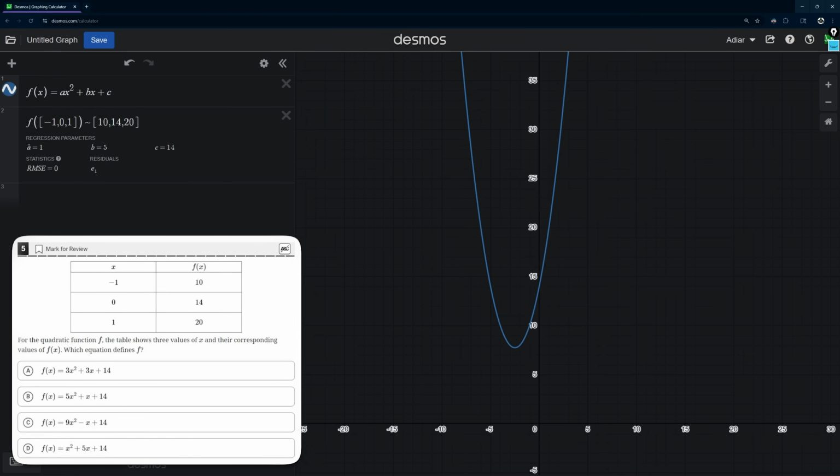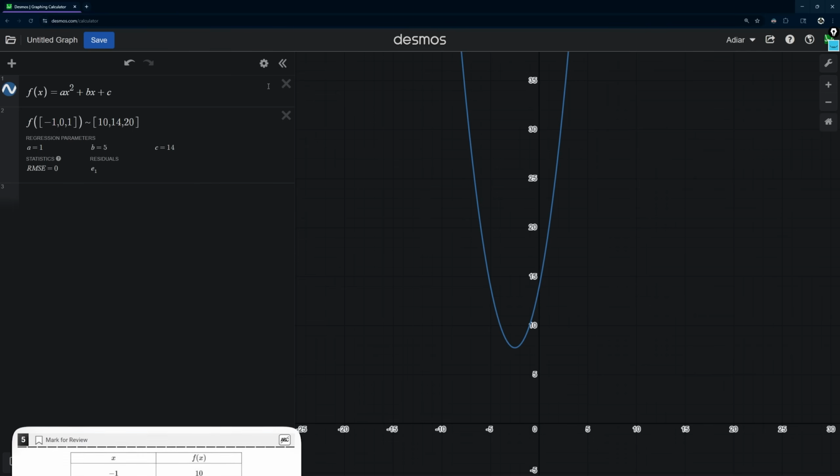And it's as simple as that. So a is 1, b is 5, and c is 14. And that corresponds to d. f of x equals x squared plus 5x plus 14. So this one is Desmos juice right here.